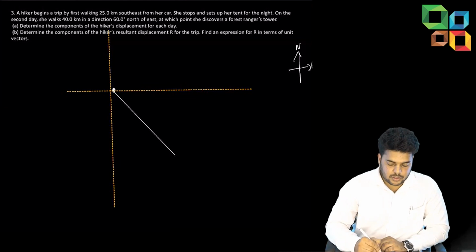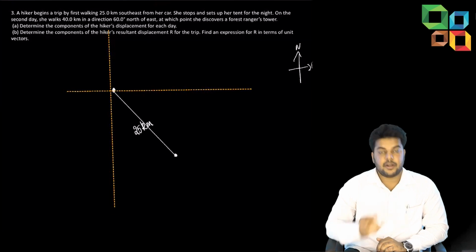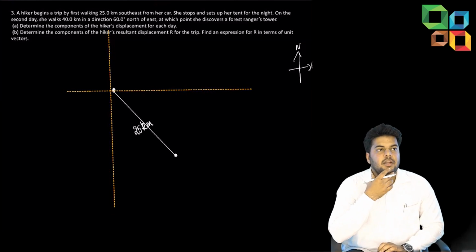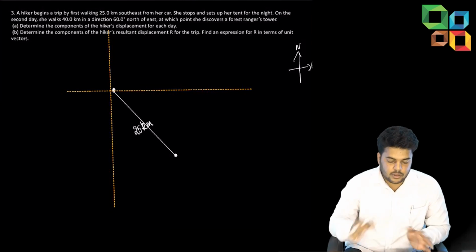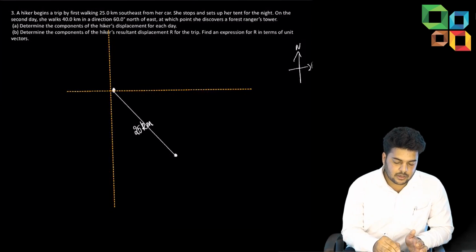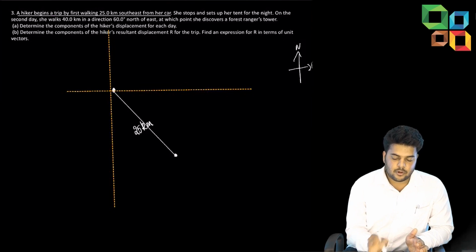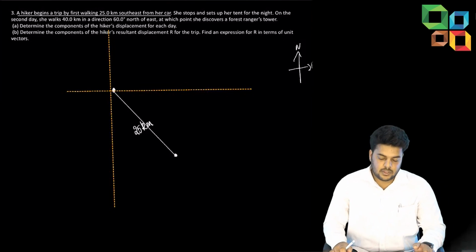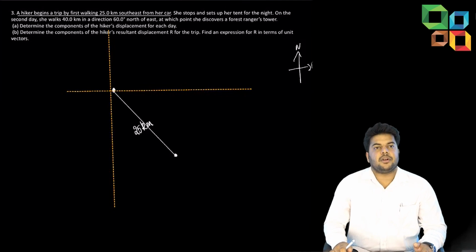And how long does she... I mean, what's the total distance that she has walked? She has walked a distance of 25 kilometers. Sorry, 40 kilometers? No, 25 kilometers. The hiker begins the trip by first walking 25 kilometers southeast from her car. So she's walked 25 kilometers.